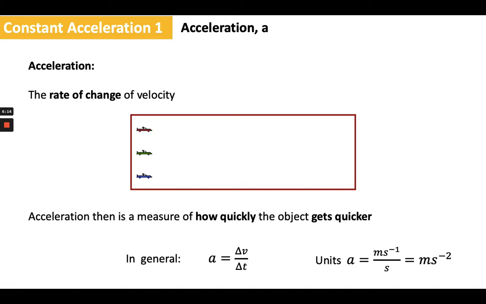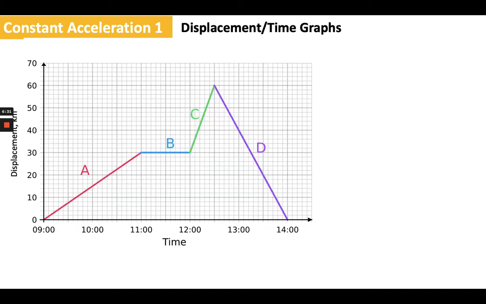Those are brief explanations of the three key concepts in all of this motion-based mechanics, or kinematics as we sometimes call it: displacement, velocity, and acceleration. We'll revisit these, and we're going to focus on the first two today, displacement and velocity. We'll do that by looking at displacement-time graphs.